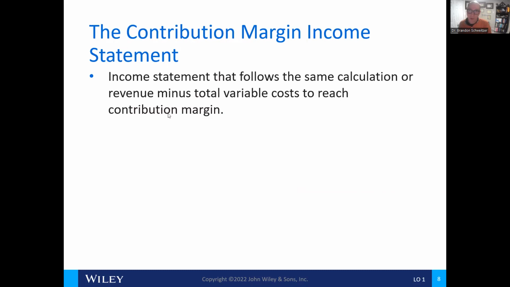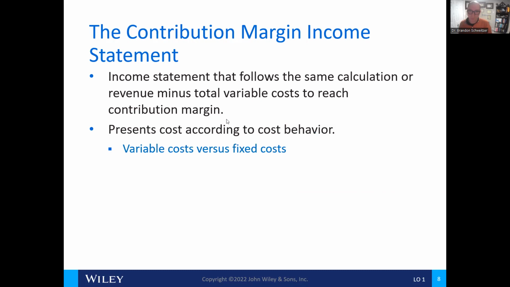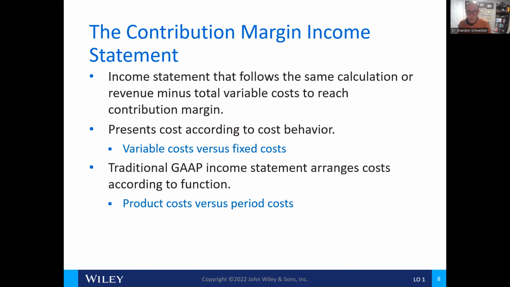We can also discover the contribution margin based off of an income statement. As you know, the income statement consists of revenue and expenses. We take the revenue minus the variable costs in order to reach the contribution margin. So variable costs versus fixed costs is important to understand in this nature.